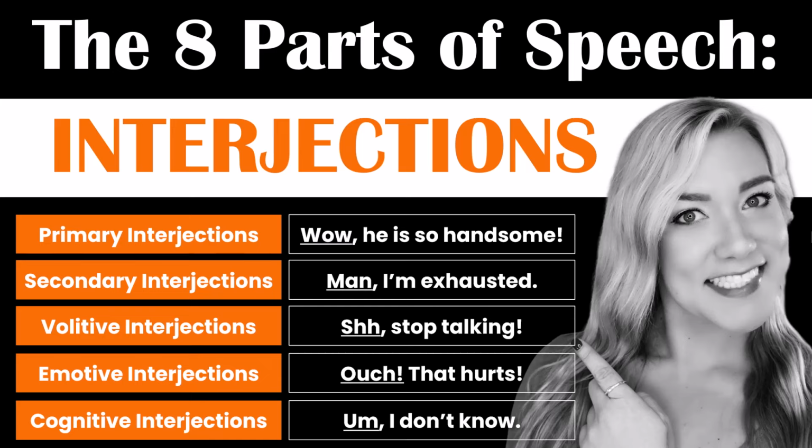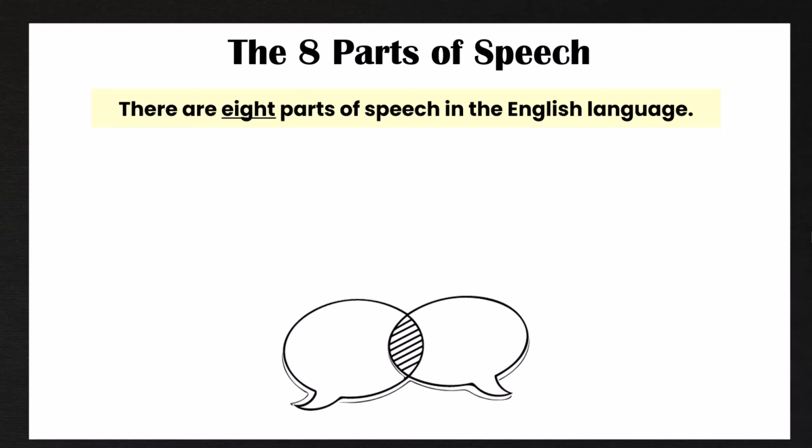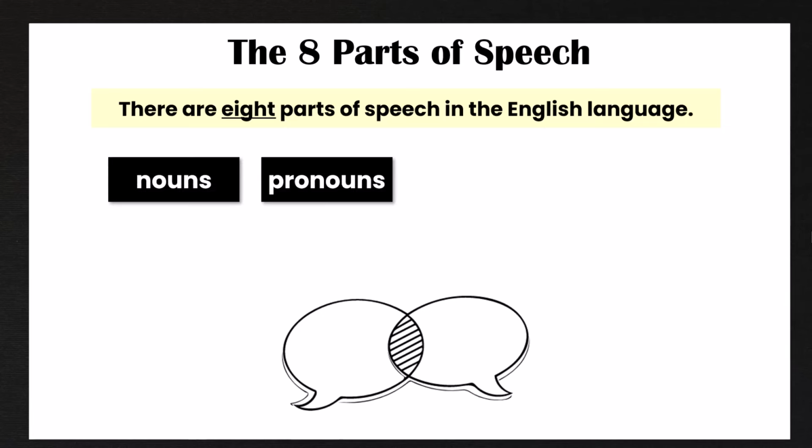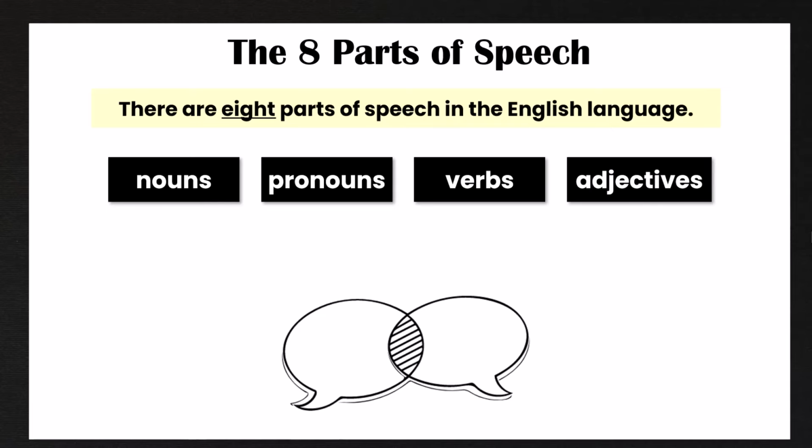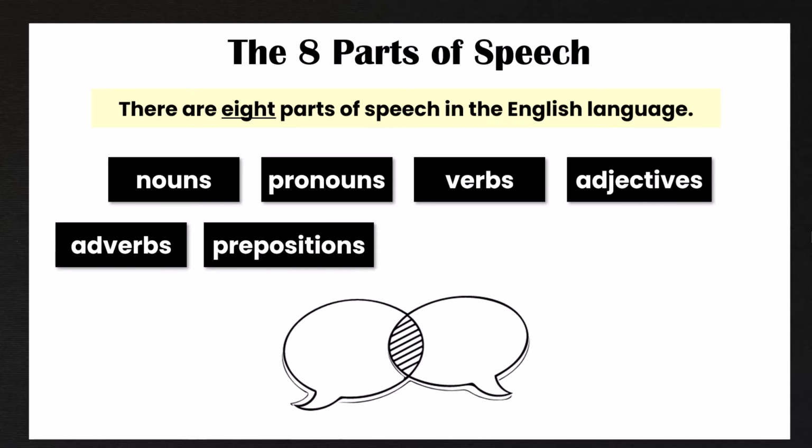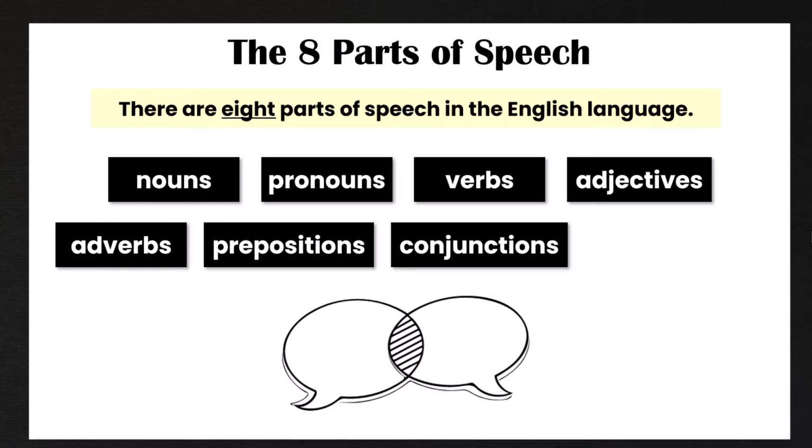My name is Jennifer and today I'm going to teach you all about interjections, which are one of the 8 parts of speech. At the end of this lesson, we'll have a short quiz. So there are 8 parts of speech in the English language: nouns, pronouns, verbs, adjectives, adverbs, prepositions, conjunctions, and interjections, which we are going to talk about today.